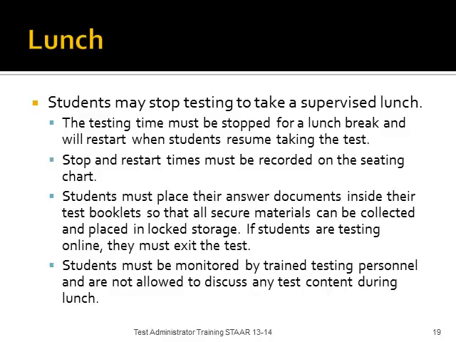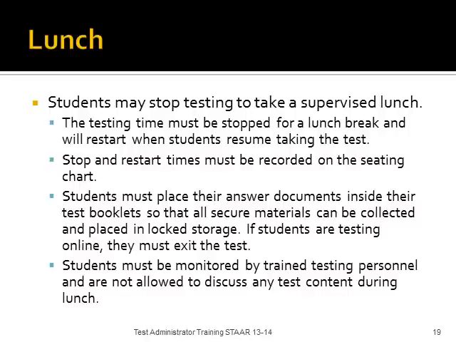So during lunch, students can stop testing to take a supervised lunch. I hope to set up the schedule so that students can go back to lunch the normal way, and so that we don't have any lunch happening in our classrooms or things like that. But if there is a situation where we're going to need to do that, the testing time is stopped for the lunch break and restarts when students resume taking the test.